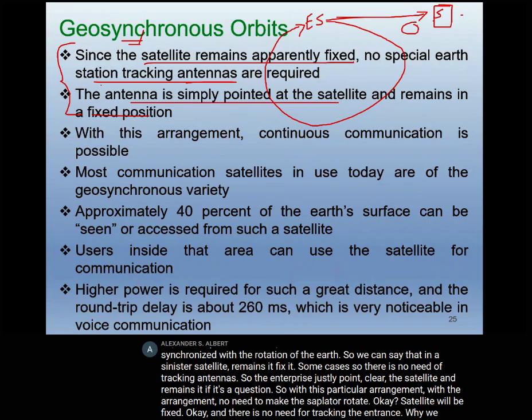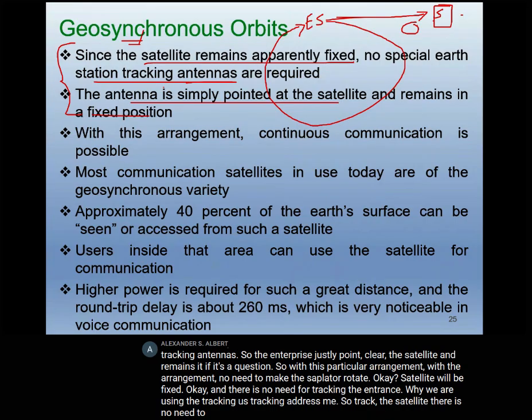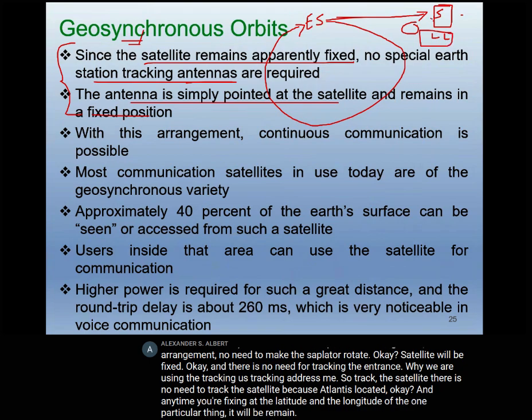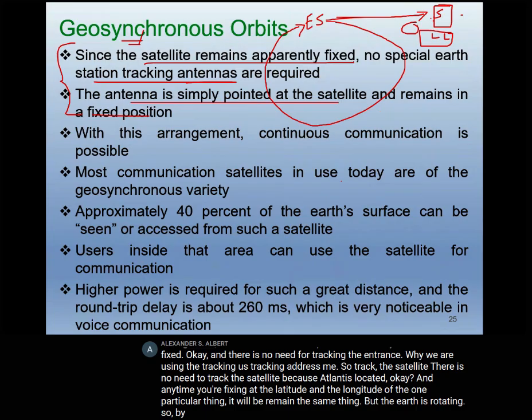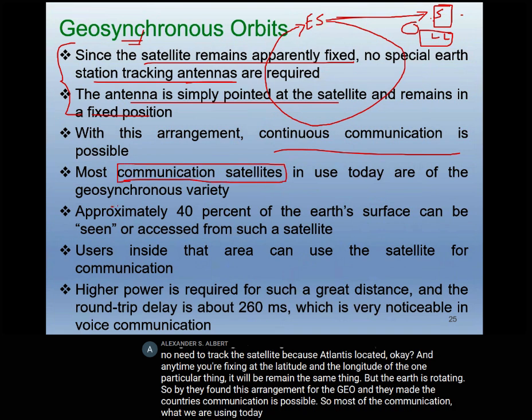Why do we use tracking antennas? Tracking antennas are meant to track the satellite. There is no need to track the satellite because it is located in a fixed position. At any time, the latitude and longitude you fix will remain the same, but the Earth is rotating. So they found this arrangement for the GEO, and it made continuous communication possible. Most of the communication we use today is of the geosynchronous variety only.